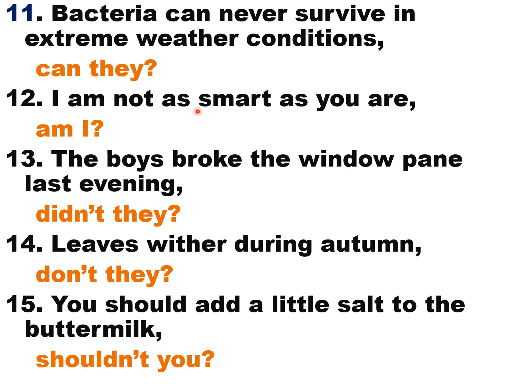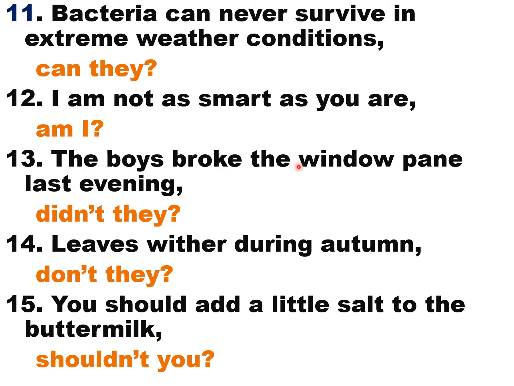I am not as smart as you are. Negative statement. Am is a verb here. Am I. In question number 8, we gave the answer aren't I. For the question I am always the winner, we gave the answer aren't I. But here we have to write am I only. For negativity we can write aren't I. Here if we write aren't I, it's wrong. We have to write am I only.